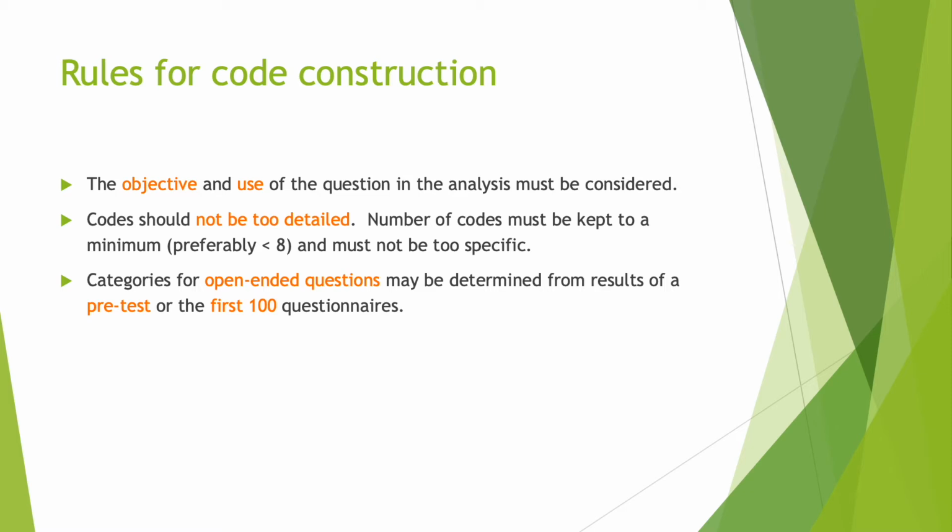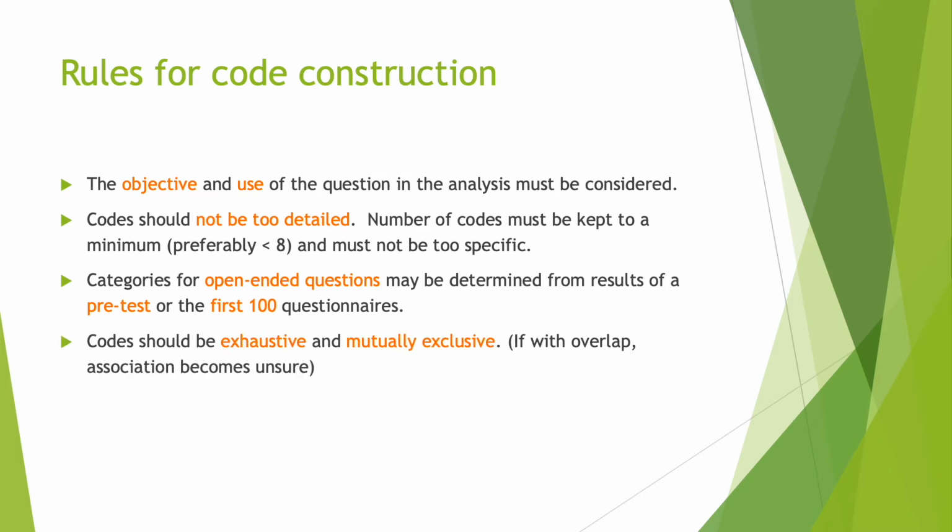To come up with categories for open-ended questions, it is justifiable to either perform a pretest and look for themes among the answers, or, if your study has a large sample size, you can do thematic analysis on the responses from the first 100 questions and come up with the answer categories accordingly. Next, codes should be exhaustive and mutually exclusive. And lastly, coding conventions should be adopted for questions with similar answers for consistency.